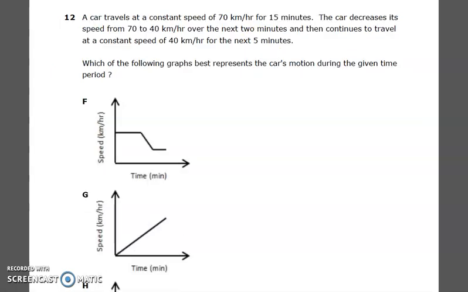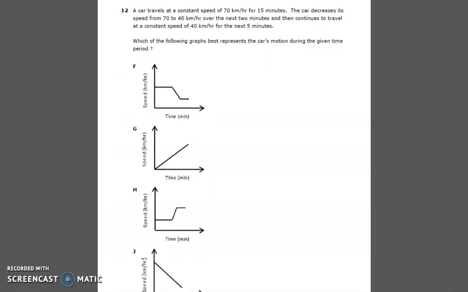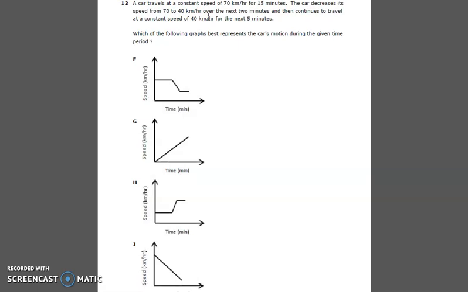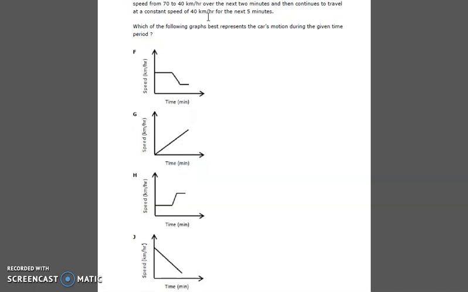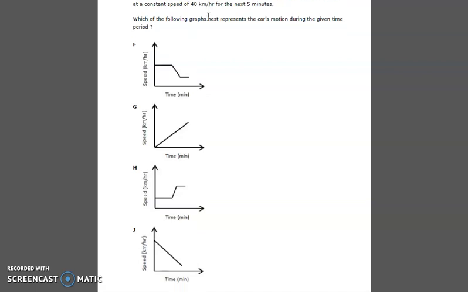Number 12. A car travels at a constant speed of 70 kilometers per hour for 15 minutes. The car decreases its speed from 70 to 40 kilometers per hour over the next 2 minutes and then continues to travel at a constant speed of 40 kilometers per hour for the next 5 minutes. Which of the following graphs best represents the car's motion during the given time period? F, G, H, or J?